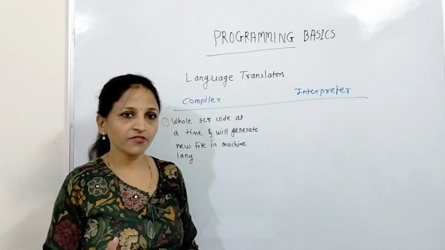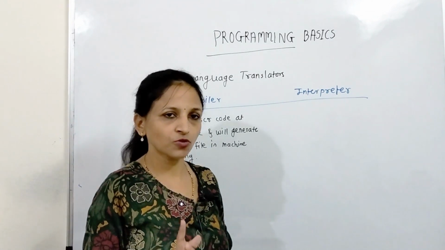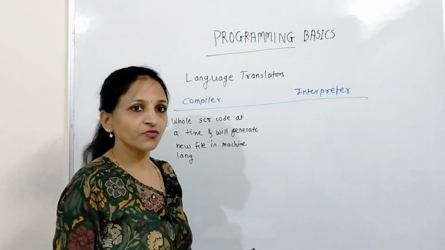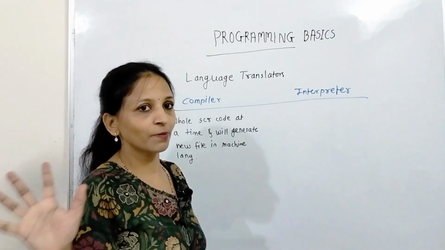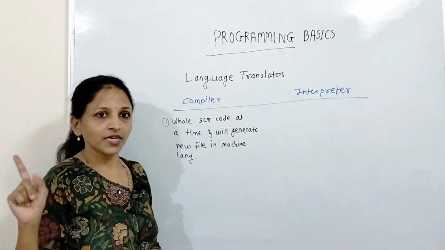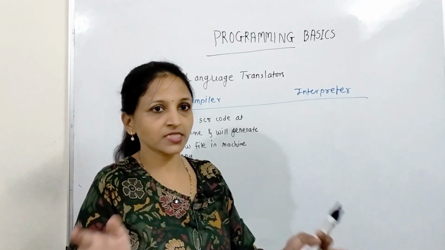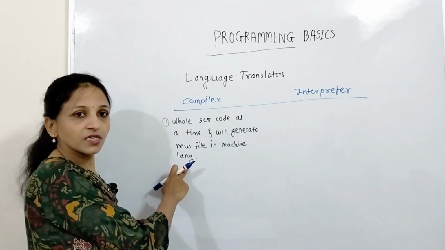Then that C language program will be considered as a source file or source code. That will be taken by the compiler. Then the compiler will convert the whole code at a time to machine language, and then it will be executed. Whatever converted code, that will be saved as a separate file. And that is in case of compiler.